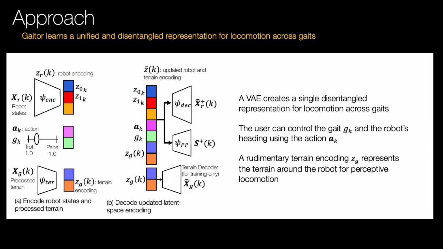The approach requires a variational autoencoder, which builds a structured latent space for locomotion. This takes the robot states as input, as well as the action, which is the desired base heading, desired gait, GK, and also a processed terrain image. These are encoded into latent space, concatenated together, and then decoded to predict the future robot states and the contact states of the feet, S+.